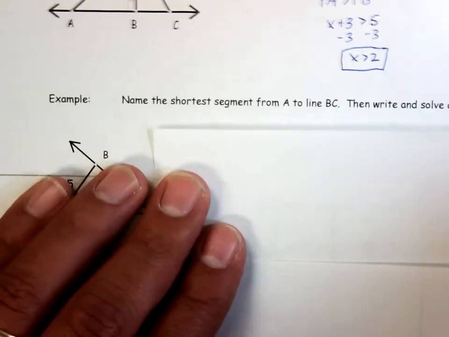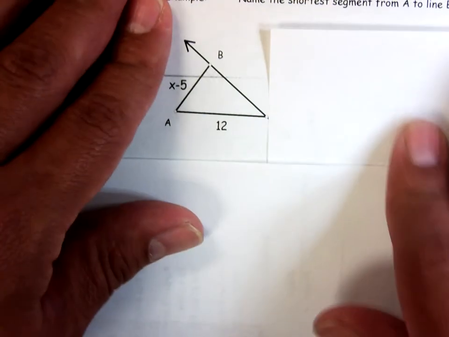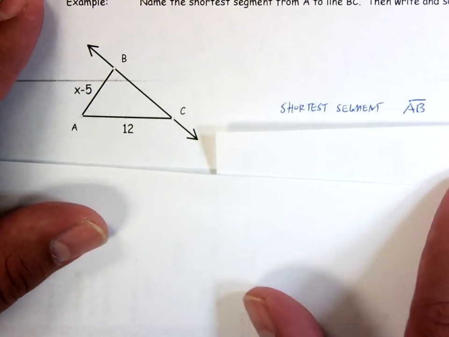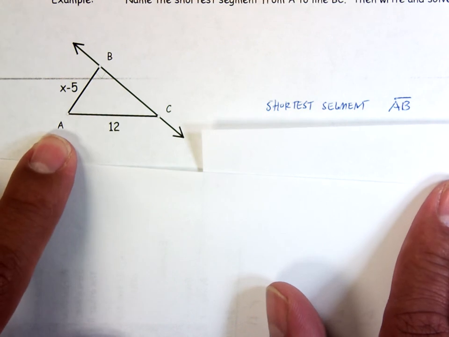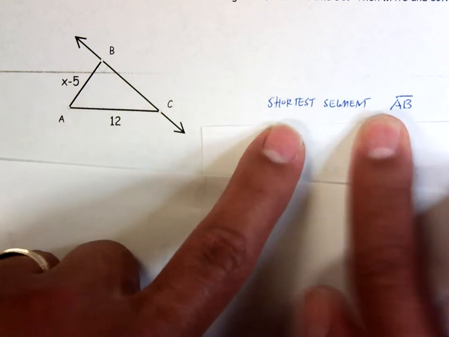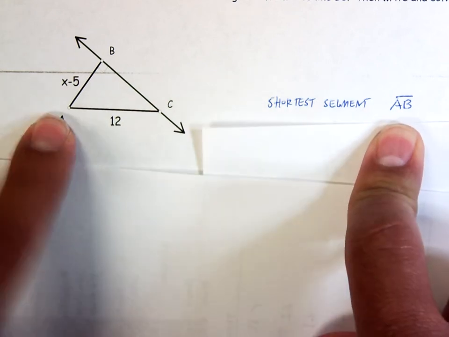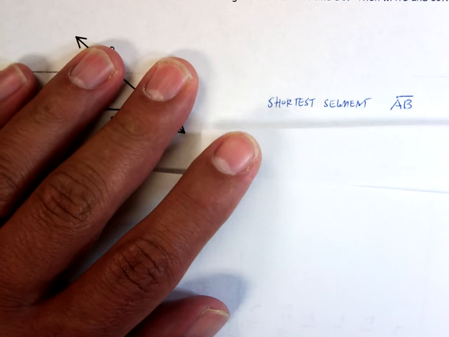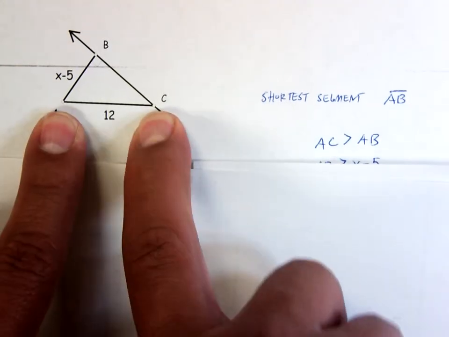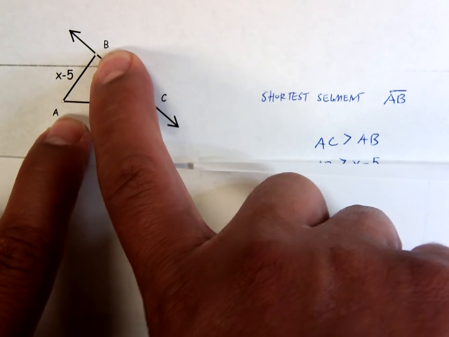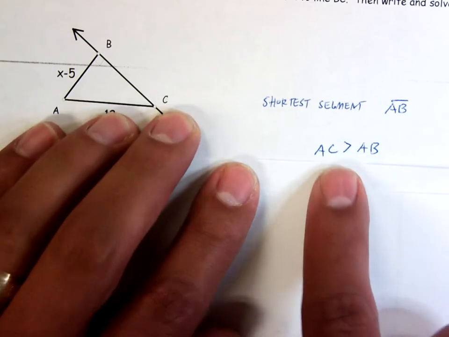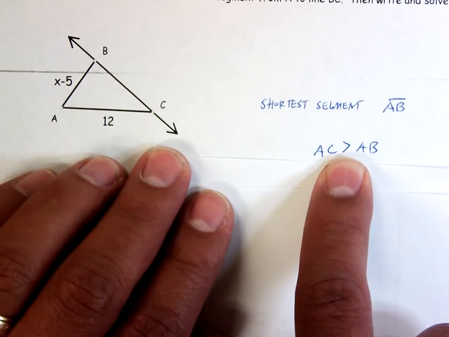Alright, I'm assuming you already paused it and are back now. So, the shortest segment from A to line BC has to be a line perpendicular. There's my right angle. So AB must be the shortest segment from A to line BC. Now, segment AC, this one, has to be longer than segment AB because we just said that AB was the shortest. So segment AC must be greater than segment AB.